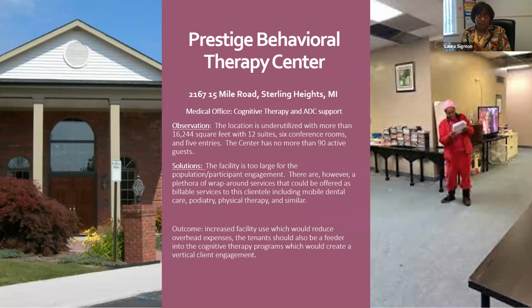She had an epiphany: I'm going to go to Sterling Heights. It's easily located right off the freeway. And so she procured this 16,244 square foot facility that has 12 active suites, but really probably more like 15 or 16, but 12 that would be good for individualized sessions. And then she had six conference rooms, and the facility itself had five different entrances.